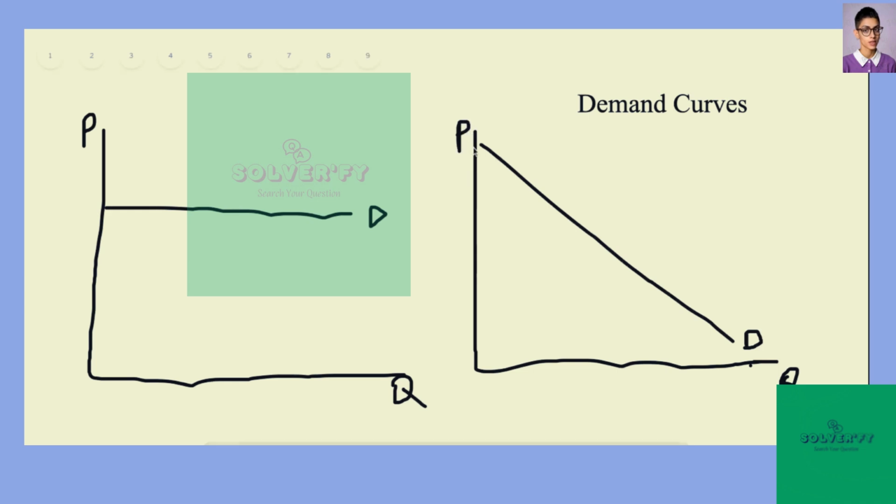So if the price is really high, you'll have really low demand or quantity demanded. As the monopolist decreases his price, the demand for that good will increase, right? So you will have a downward sloping demand curve for the monopolist, because again, him changing the prices does affect the demand.